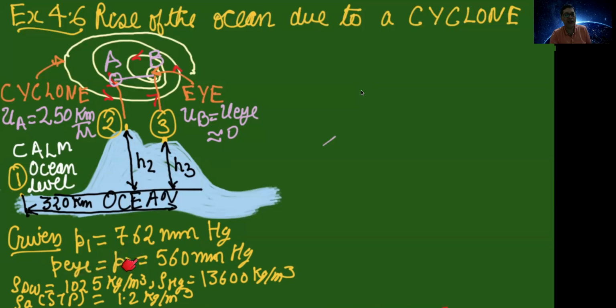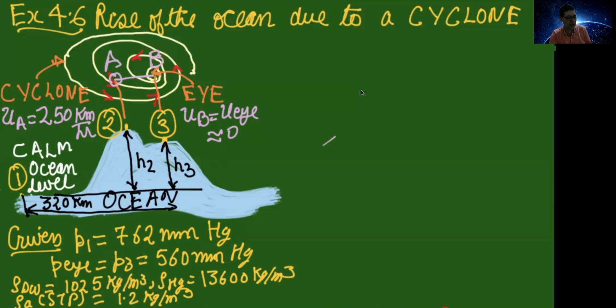The pressure at the eye is given to you. You are given P1 and P3. The pressure at the eye is given as 560 mm of Hg. The density of sea water is given as 1025 kg per meter cube. Note that the density of normal water that we consider is 1000 kg per meter cube, while sea water is 1025 kg per meter cube.